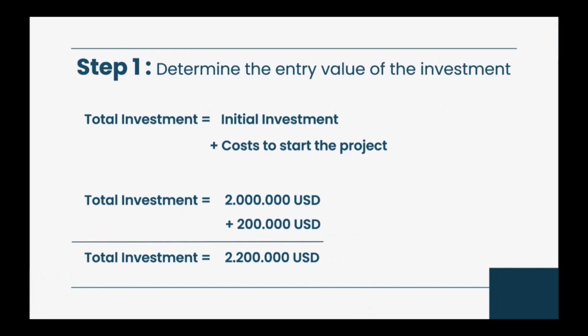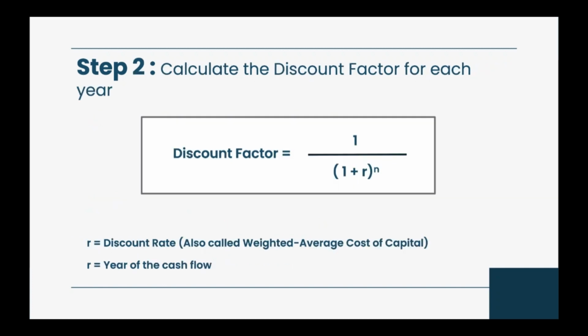It is obtained by adding together the investment required and the costs incurred at the start of the project. So in this example, it's the investment plus the startup costs, which gives us a total of $2,200,000.